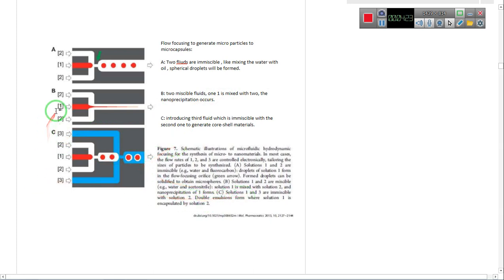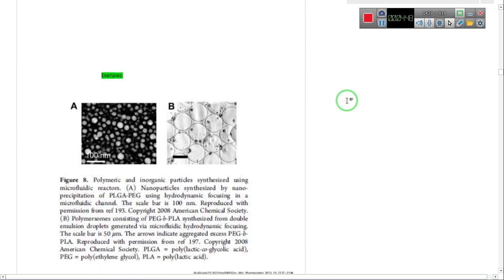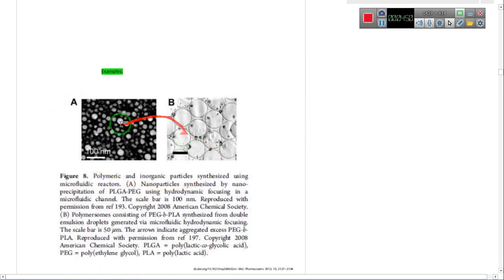Well, and in this one you see if the fluids are miscible, they will just mix with each other and the precipitation occurs. You know, you won't have the control over the size of the nanoparticles. You know, a mess will happen for this.